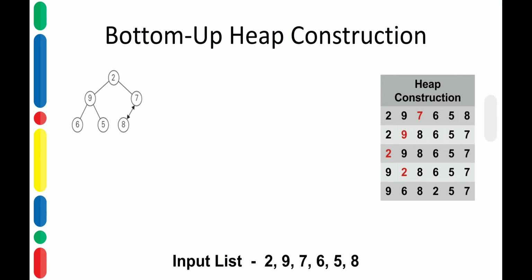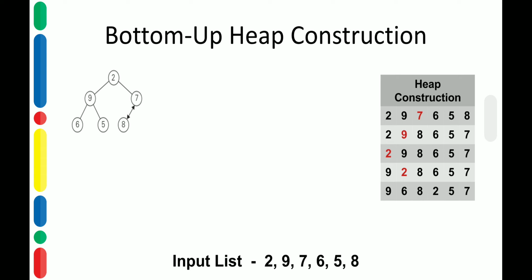So the initial input array is 2 9 7 6 5 8, and after starting with the parent 7, we see that it violates the parental dominance. So we exchange the elements. 7 and 8 are exchanged, and then we see that the contents of the heap is now 2 9 8 6 5 7. 8 and 7 have been exchanged.